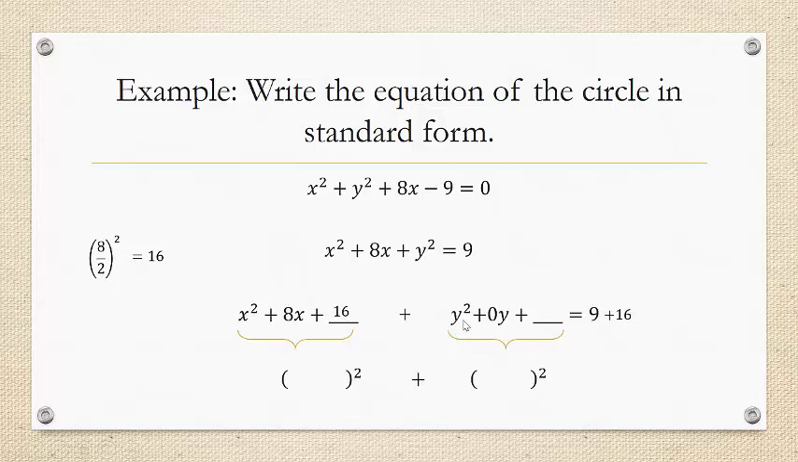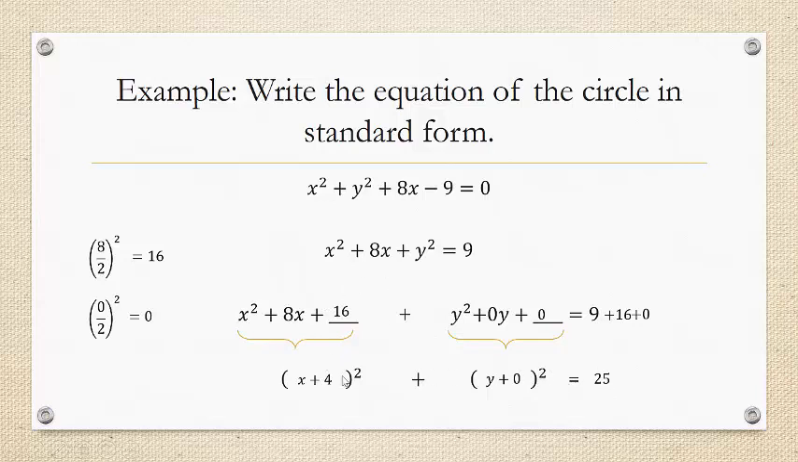We're going to do the same thing for the y's. If I take half of 0 and I square it, of course, I'm still going to get 0, but again, just using it as a place filler. Whatever number you get would have to go on each side of the equals. Now we can rewrite this perfect square trinomial as x plus 4 squared. And we can write this perfect square trinomial using y's as y plus 0 squared. And of course, 9 and 16 are going to make 25.